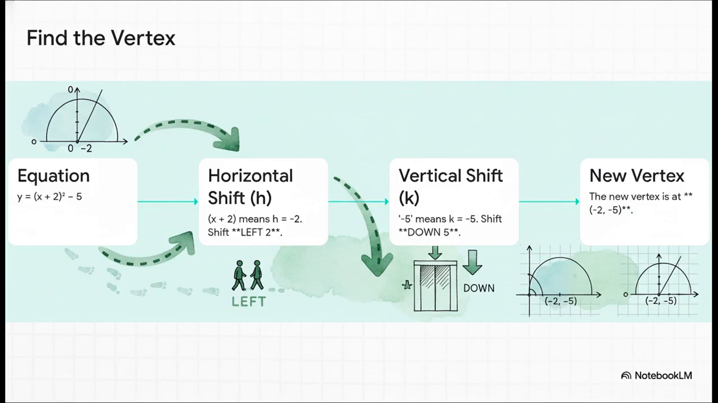First, look inside the parentheses. That plus 2, remember, inside is opposite, tells us to shift left 2. Now look outside. That minus 5 is our k, and it does exactly what it says, shift down 5. So our vertex starts at (0, 0), goes left 2, then down 5, and it lands at its brand new spot, (negative 2, negative 5).